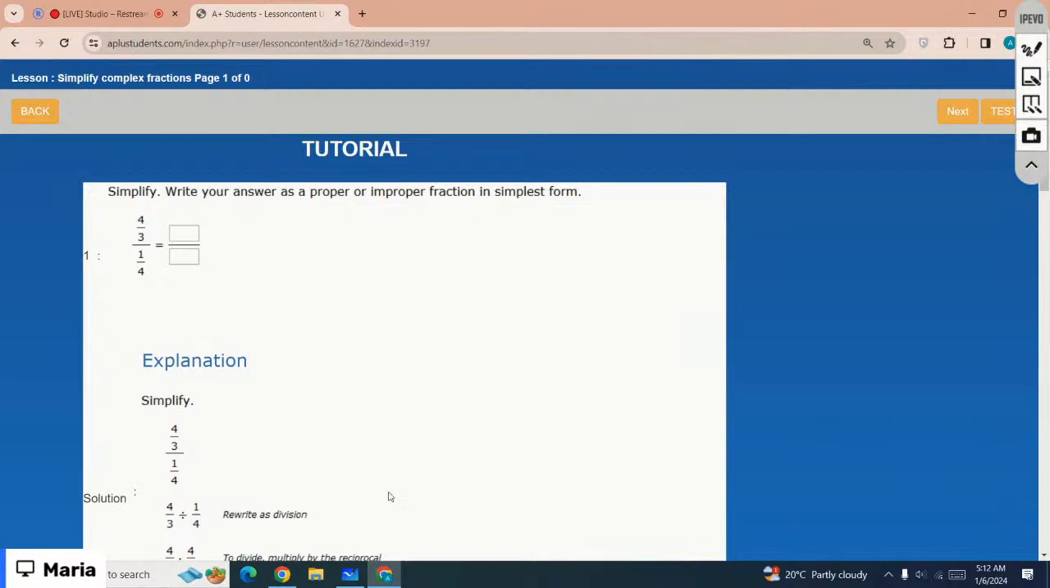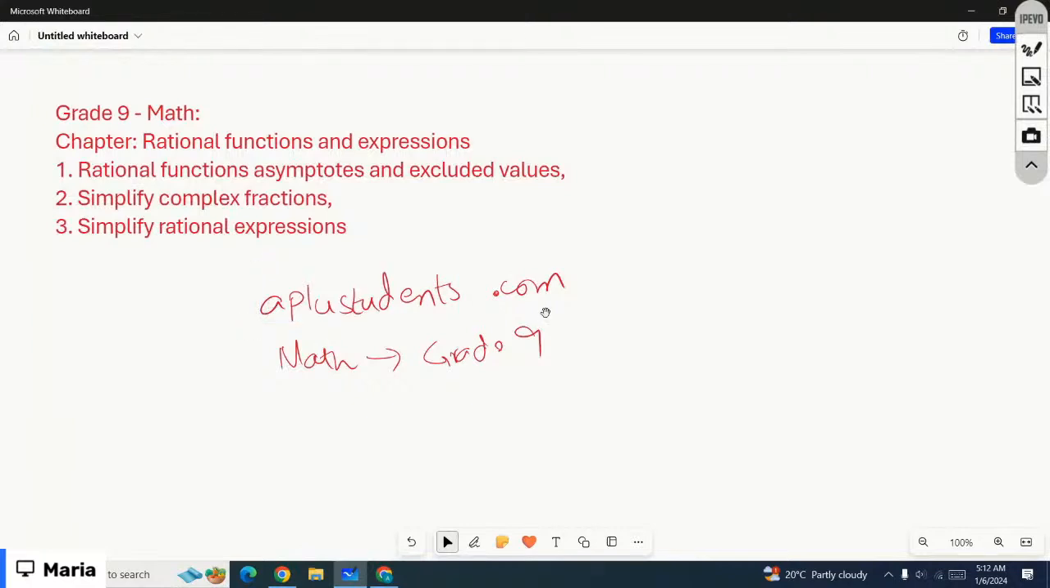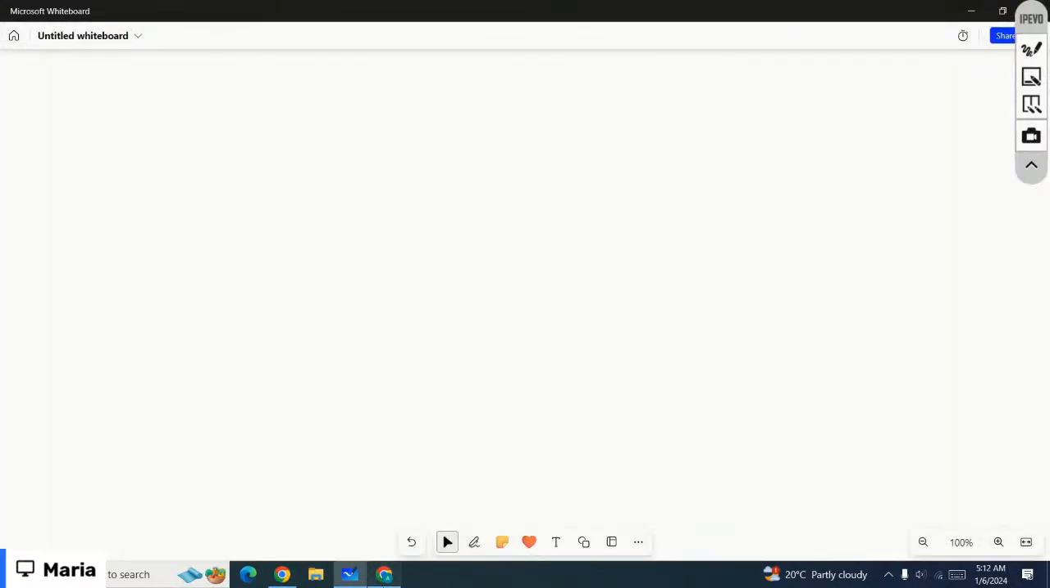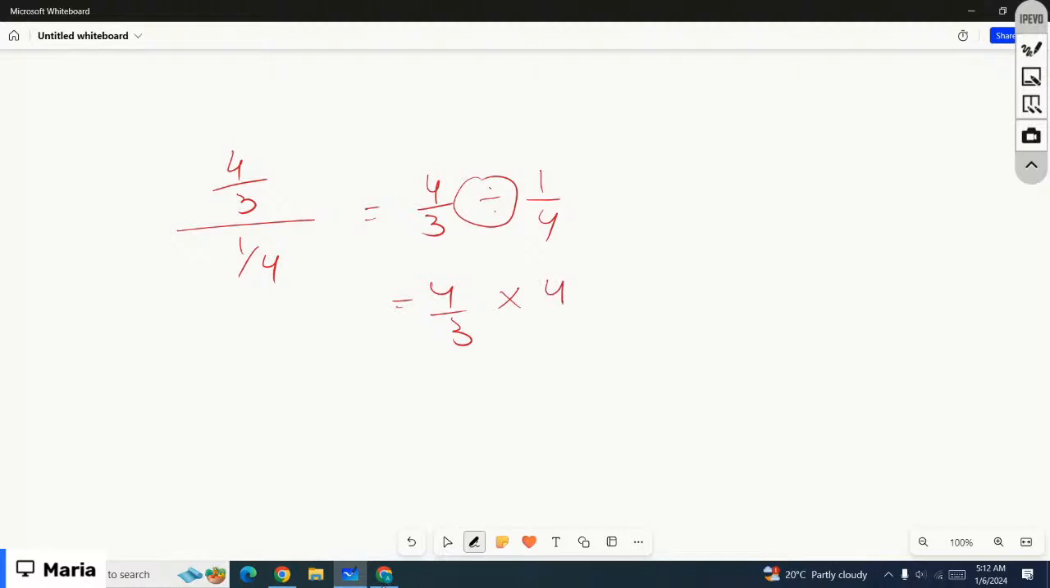So that is 4 over 3 divided by 1 over 4. You can write it like this, 4 over 3 divided by 1 over 4. They both are exactly equal, right? You have to evaluate. You can change this division sign to multiplication by just taking the reciprocal of this fraction. Got it?